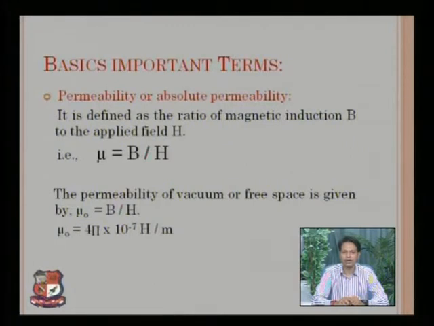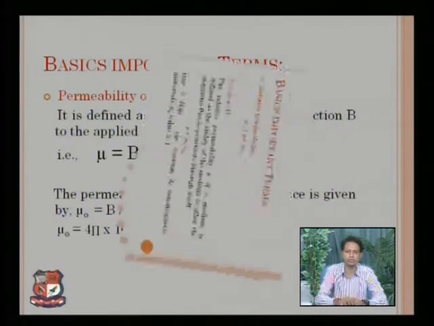We can define the magnetic permeability again. It is the ratio of magnetic induction B to the applied field H. That means if there is any applied field, there will be some magnetic induction, or some magnetic flux density generated with respect to the applied magnetic field H.